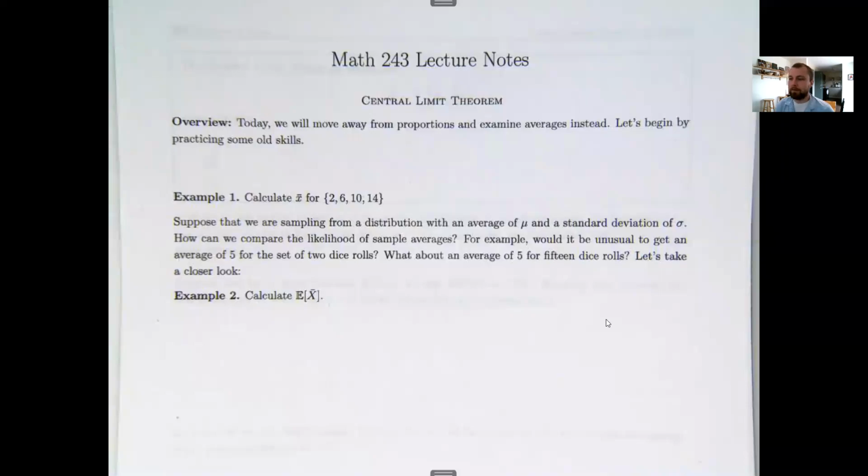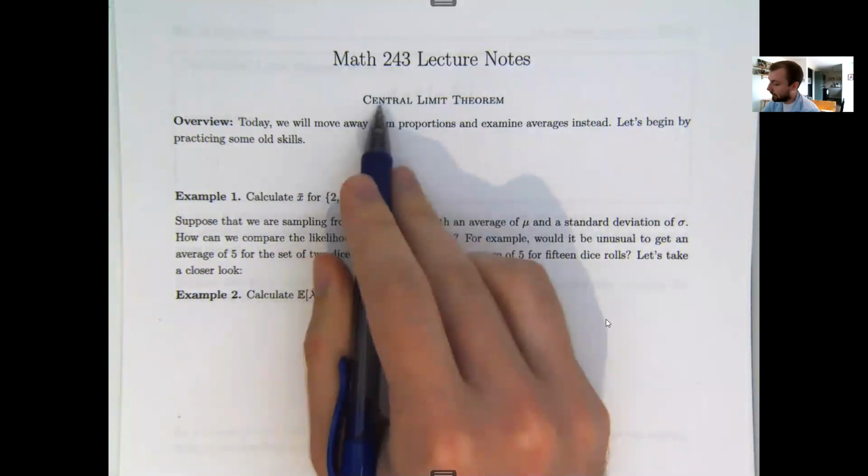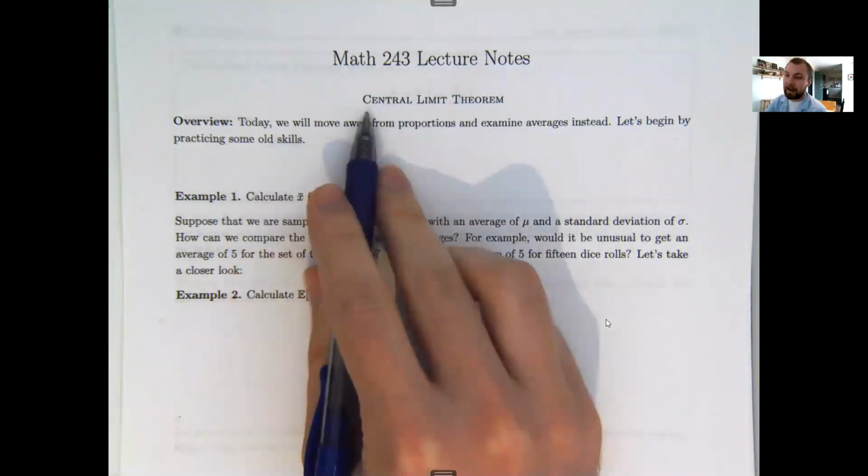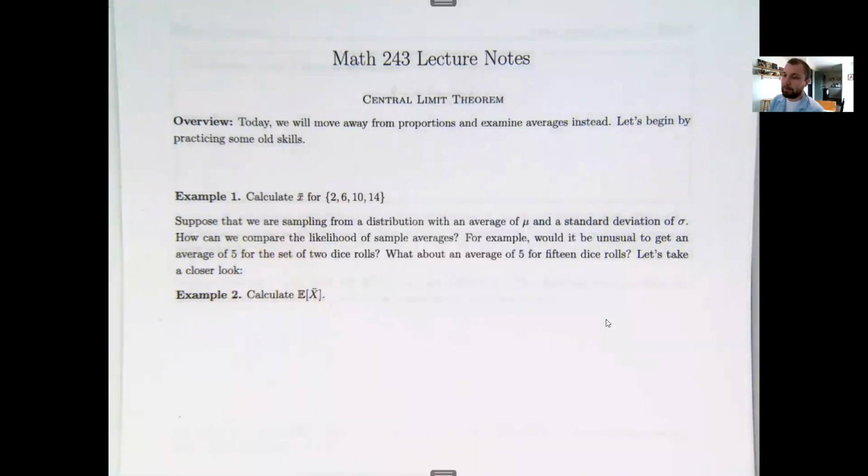We've looked at two different sampling distributions so far. We've looked at the sampling distribution for number of successes. That's the normal approximation for binomial. And we've looked at the sampling distribution for proportions. My hope is with this lesson that we'll be able to look at a sampling distribution that looks at averages. This is called the central limit theorem.